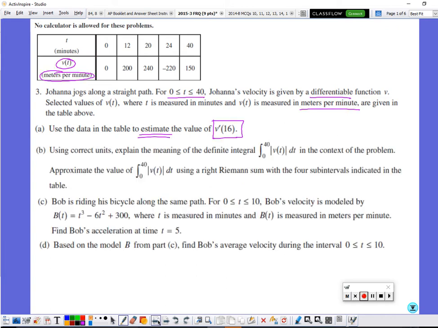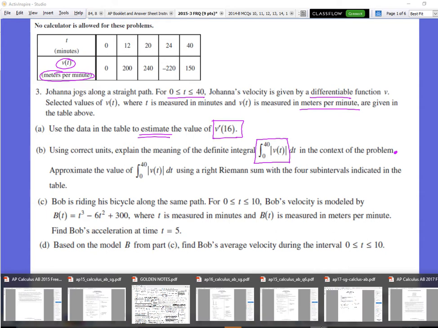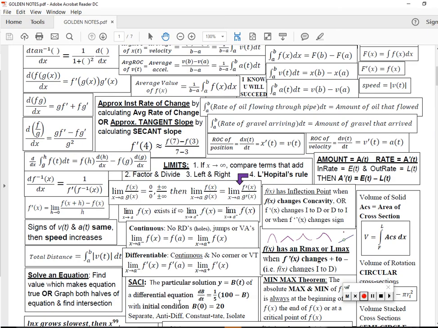Part B. Using correct units, explain the meaning of this in the context of the problem. Always stop at a period. So this is straight off the golden notes as well. Look on the front page, over here on the left.